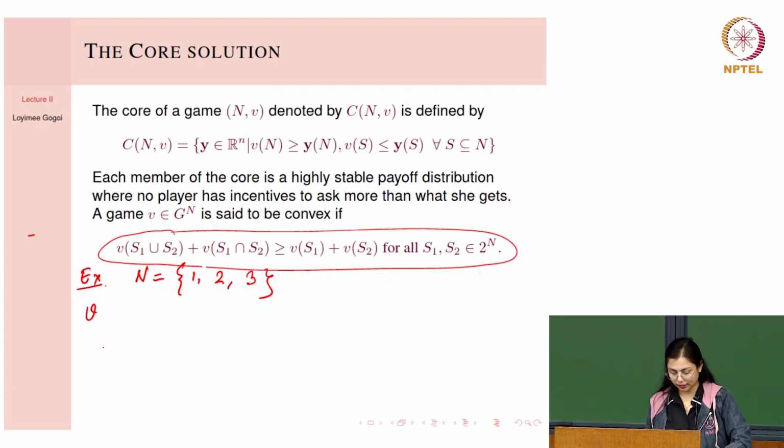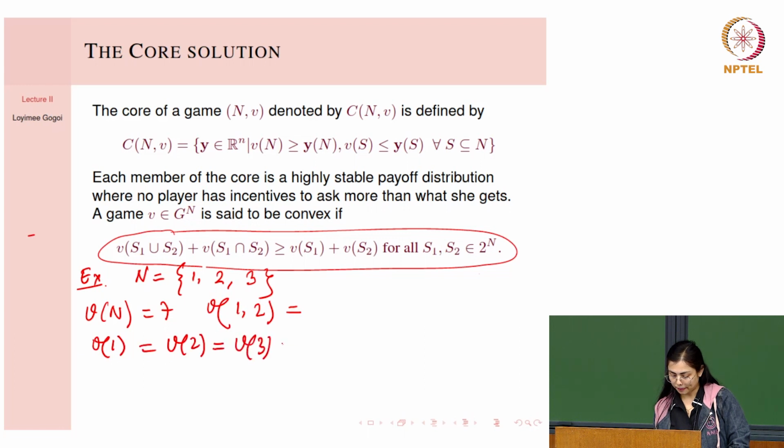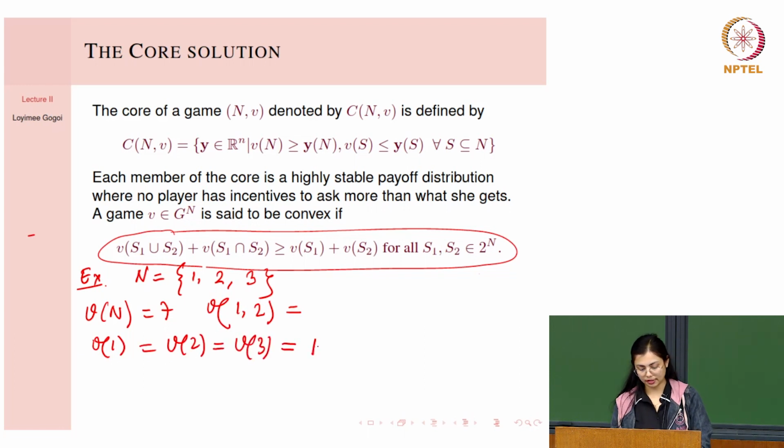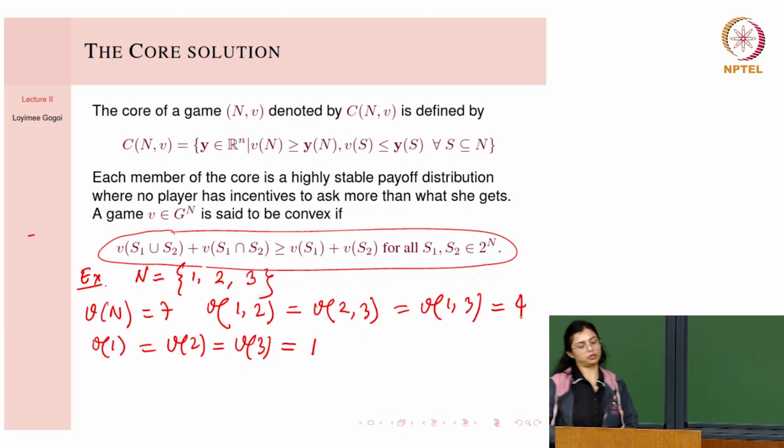Last one 7. Okay. As you said, it's 7. Then what you said? 1, 2. Okay. So you said this is 1. Pairs are 3. Then it will be four. Right? So is it a convex game?